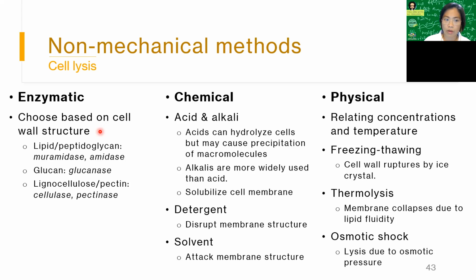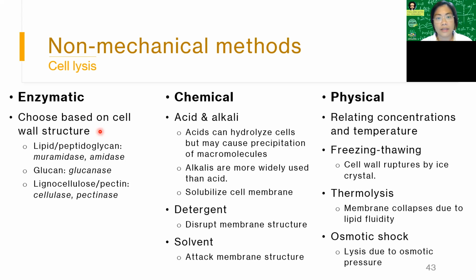Or whether the cell wall consists of glucan, like in yeast. In that case, you probably need glucanase. Or if the cell walls are lignocellulose or pectin, which are plant cells, you might need to use some sort of cellulases, mixed enzyme or pectinase. So the knowledge of the cell wall structure is important in this case, so you can choose the right enzyme to break your cell.